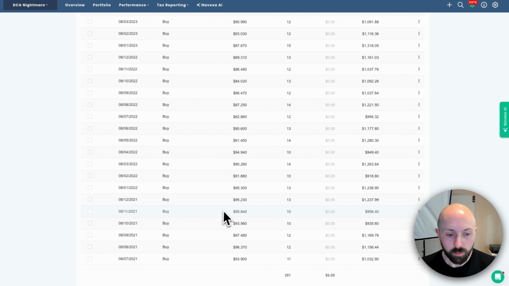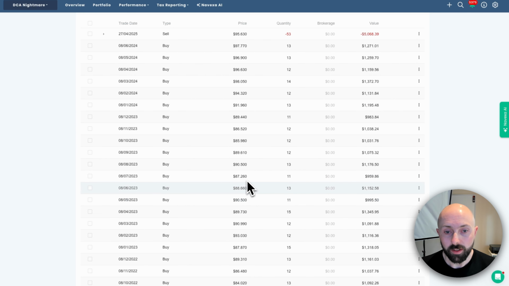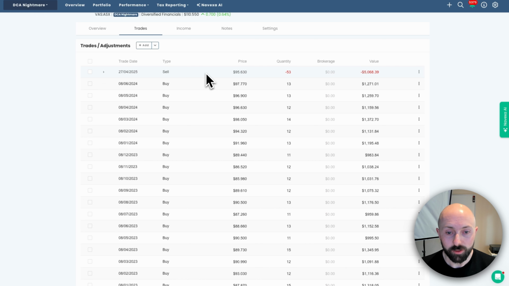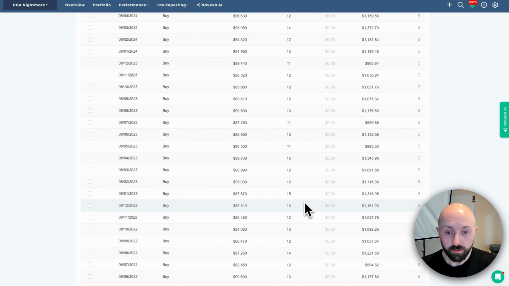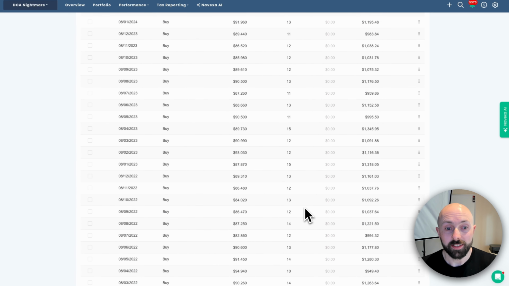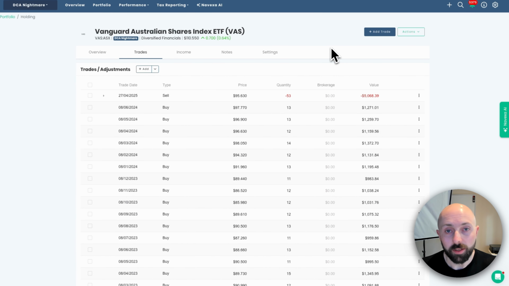So you can see each one of these has its own date, a different price, a slightly different number of units, and a different cost base overall. So that means later when we make a sell trade, in this case, we've sold 53, which 53 are we going to sell? And it's important we can record these accurately, because next time we sell some more, we need to know which parcels we've already sold.